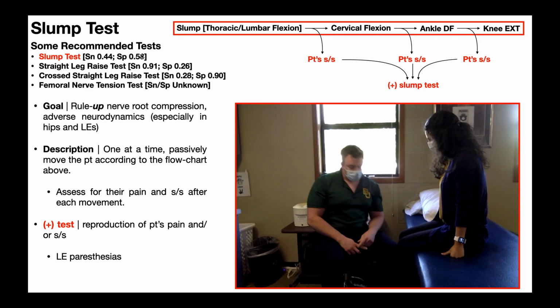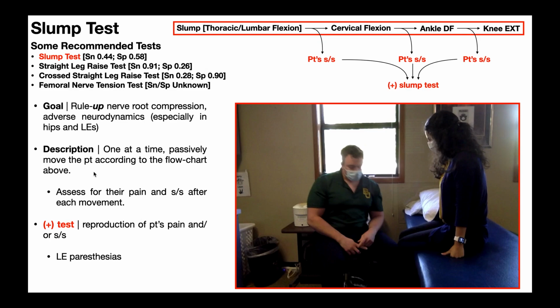But having a specificity of 0.58 basically means that if you have a positive slump test, there's a 58% chance that they have nerve root compression or adverse neurodynamics. It doesn't really tell us which one. So this test is okay, and it's often used in clinical practice. But really the better tests are the straight leg raise test with a sensitivity of 91% and the cross straight leg raise test of 90%. These 2 are better. And oftentimes the slump test is used when you just really need to confirm your hypothesis and you've already done the 2nd and 3rd tests right here that we'll cover later on.